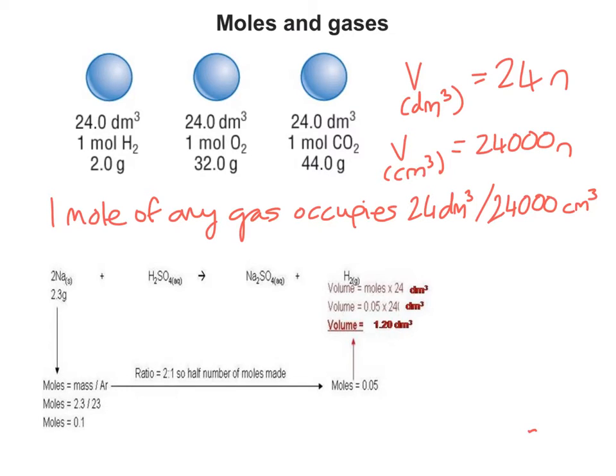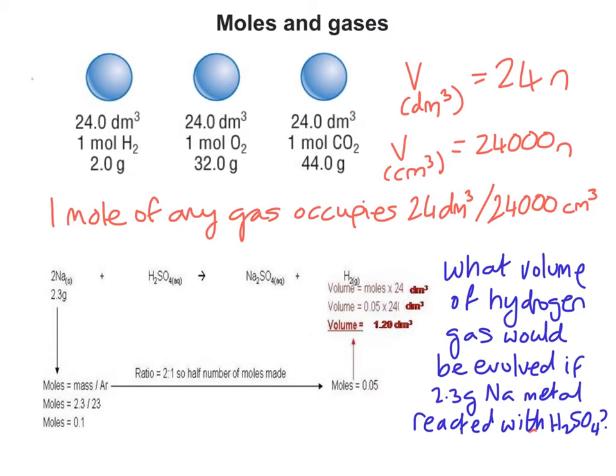So suppose you get given an equation, and you're told that you have 2.3 grams of sodium, and they want you to work out what volume of hydrogen will you get if you react that sodium with sulfuric acid. So imagine that the question that's given to you is in blue. What volume of hydrogen gas would be evolved if 2.3 grams of sodium metal reacted with H2SO4?